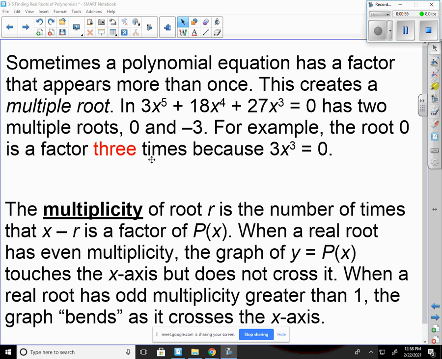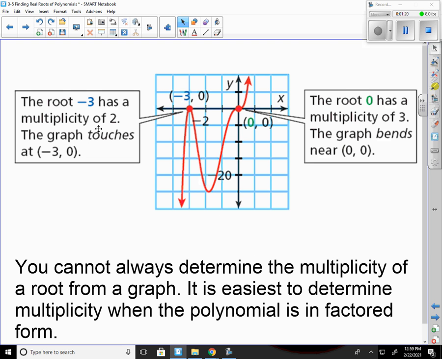When a real root has even multiplicity, the graph of y equals the polynomial touches the x-axis but does not cross it. When a real root has odd multiplicity greater than 1, the graph bends as it crosses the x-axis. So when I look at this now, if I have a root of negative 3, it has a multiplicity of 2. You can see it comes up and just touches the x-axis and drops back down. This one, it's 0, has a multiplicity of 3 because it bends as it crosses the x-axis.